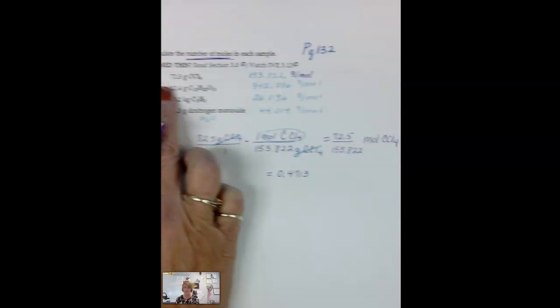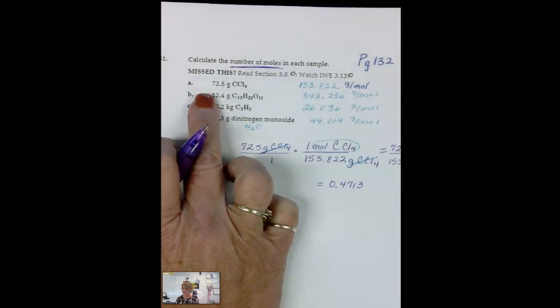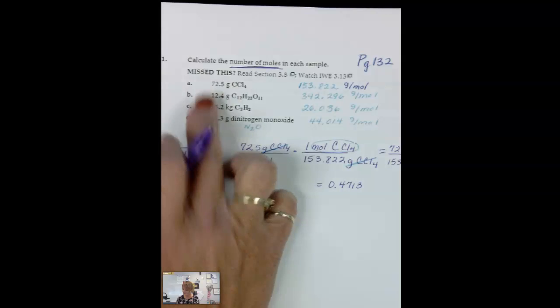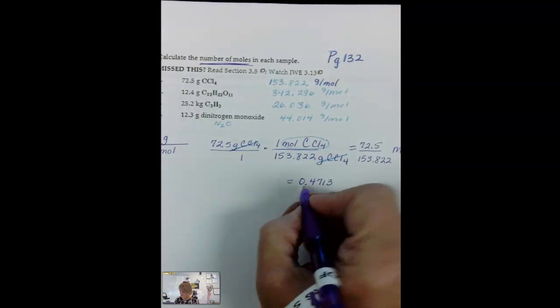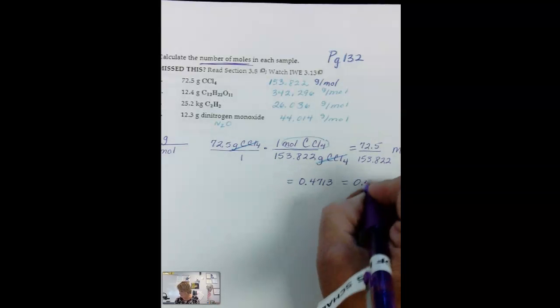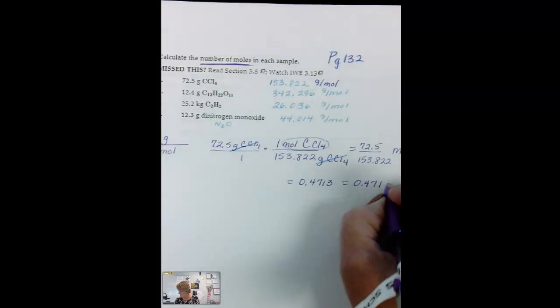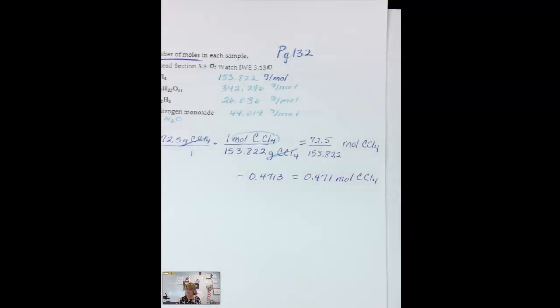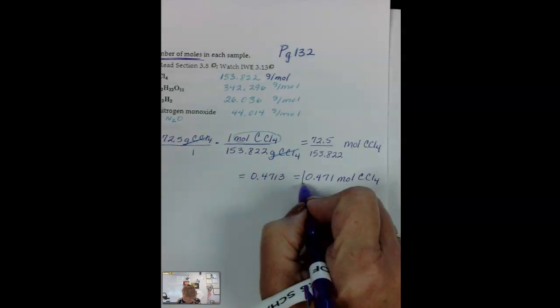But we're going to come back up to our original problem again. It has 72.5, so my number of significant digits is 3. That is all I'm going to need here. So it would be 0.471 moles of carbon tetrachloride. And that would be my final answer.